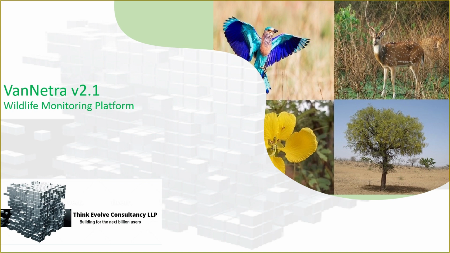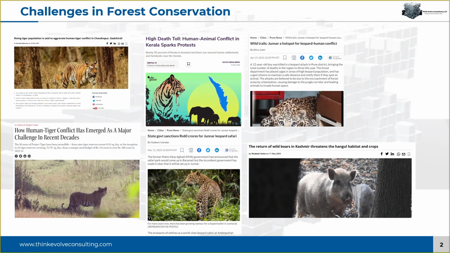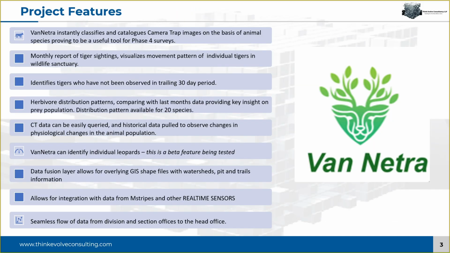So VanNetra is the platform that we have brought in. It's a wildlife monitoring platform which can ingest data from multiple sources and provide typical use cases for the users where you're looking for human-animal conflict areas, looking for poachers, identifying poachers in those areas, or identifying people who have come into non-sanctioned areas. So VanNetra classifies and identifies images not only from camera traps but also from drone images, from any kind of real-time cameras.